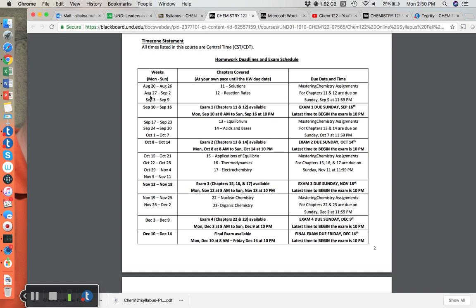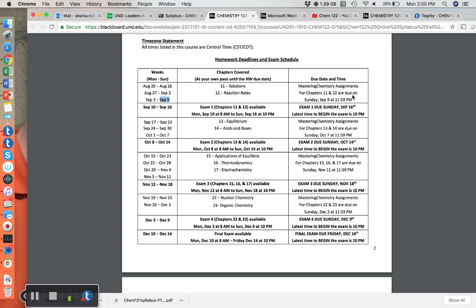So this first box is the weeks of August 20th through September 9th. And that's 3 weeks. Each week is listed from a Monday to a Sunday. And during these 3 weeks, the first 3 weeks of class, you should be working on chapters 11 and 12. So those are solutions and reaction rates. At the end of these 3 weeks, so September 9th at the end of the day, your Mastering Chemistry assignments for these 2 chapters will be due.